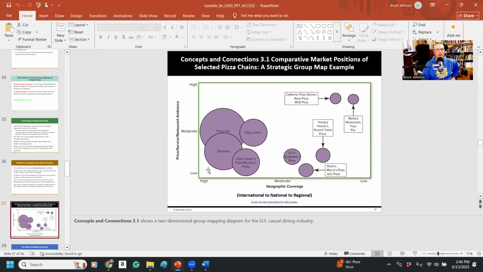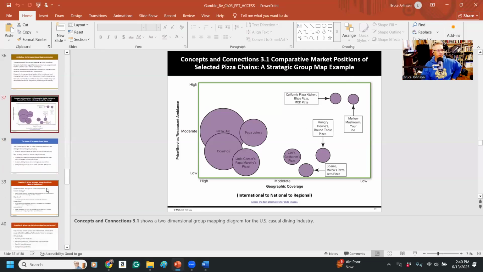So the question is, well, is Blaze Pizza a direct competitor to Domino's? And the answer is not really. There are some people that will never eat Domino's that might eat Blaze Pizza. There's also customers at Domino's that are not going to pay $32 for a large pizza. So they have their own value discipline might be a better way to look at it.